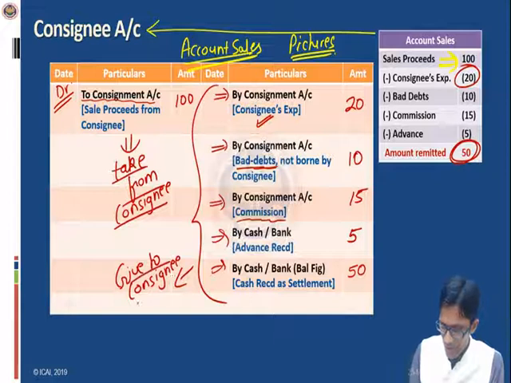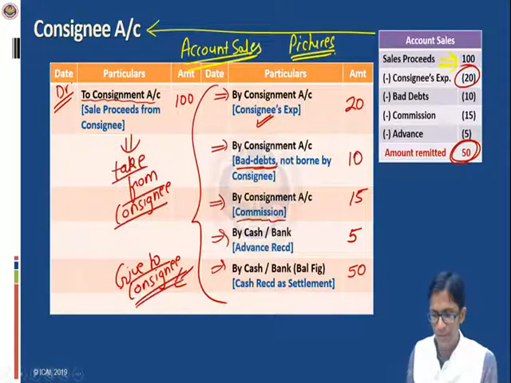I think we have understood everything in detail. So that is the end of how accounting is done in the books of consignor.